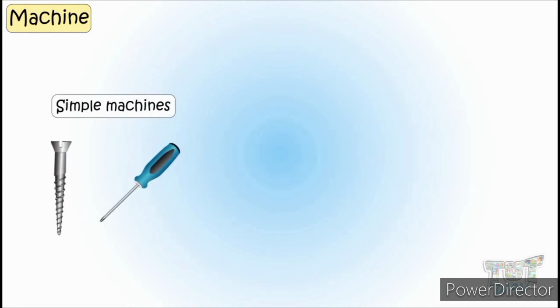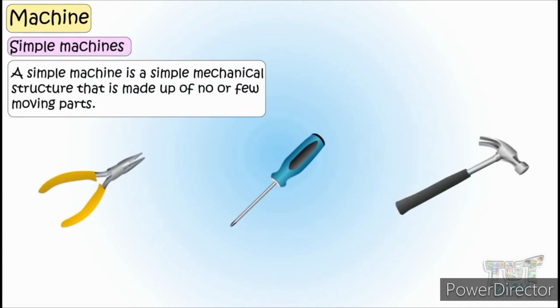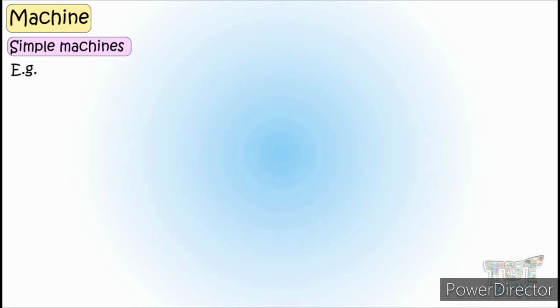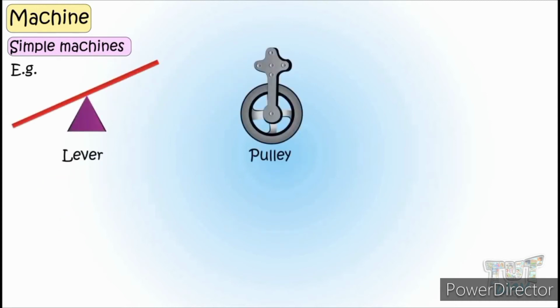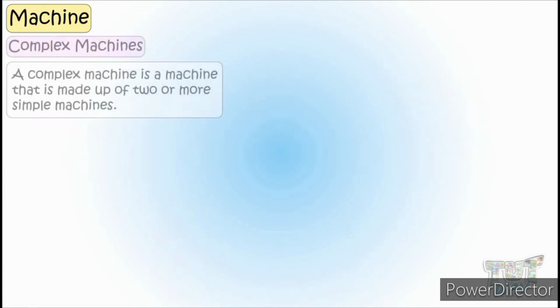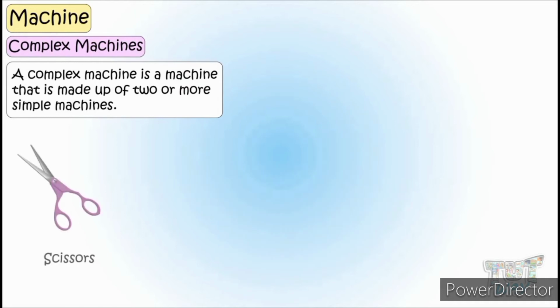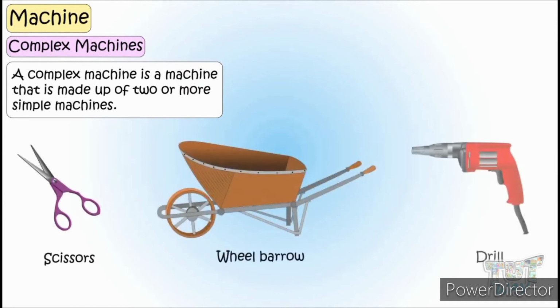We know machine is anything that makes our work easier. And machines can be a simple machine or a complex machine. Simple machine is a simple mechanical structure that is made up of no or few moving parts. Example, a lever, a pulley, an inclined plane, a wedge, or a screw. And complex machine is a machine that is made up of two or more simple machines. It can be a scissors, wheelbarrow, drill.